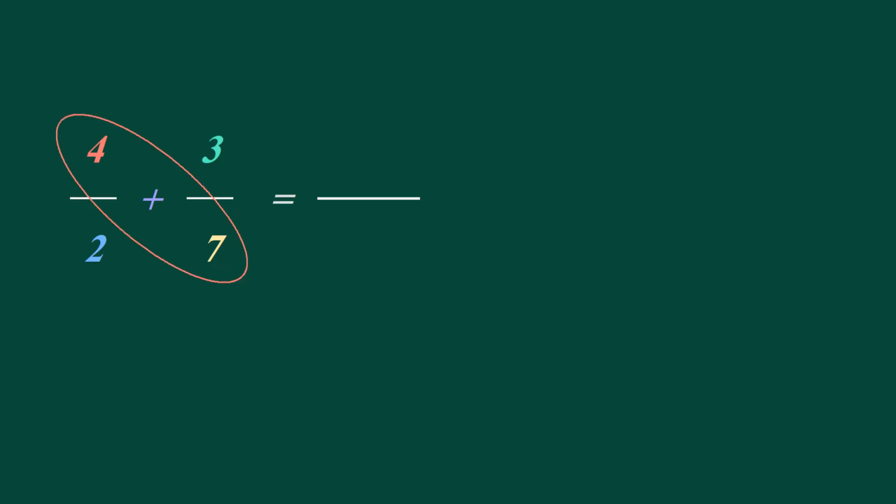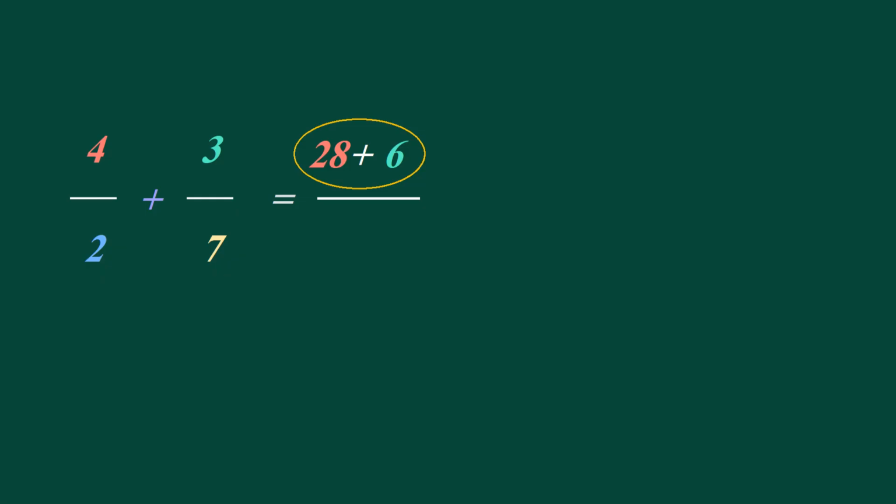Multiply the first top times the second bottom, so we have 4 times 7, which is equal to 28. Multiply the first bottom times the second top, so we have 2 times 3, which is equal to 6. Now just add those two numbers, so we have 28 plus 6, which is equal to 34.